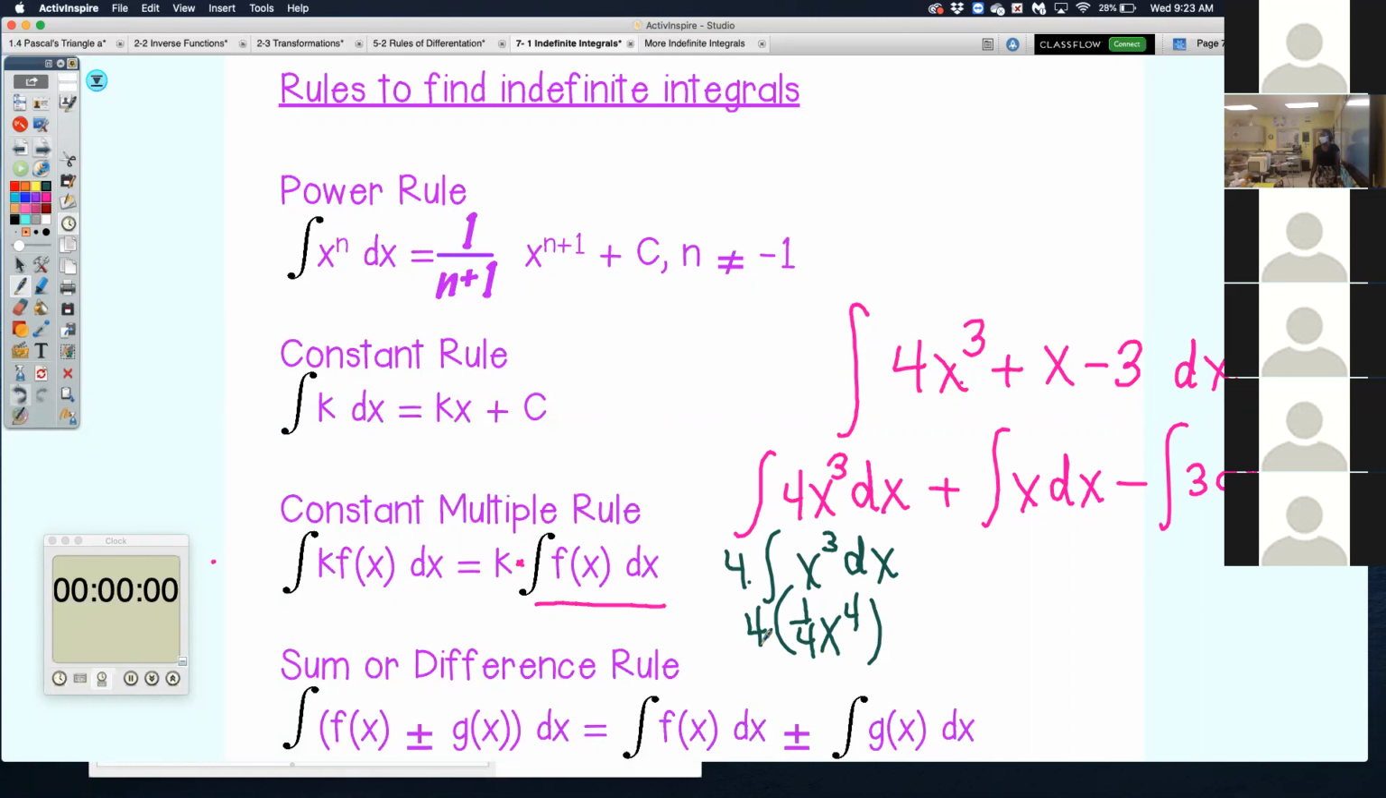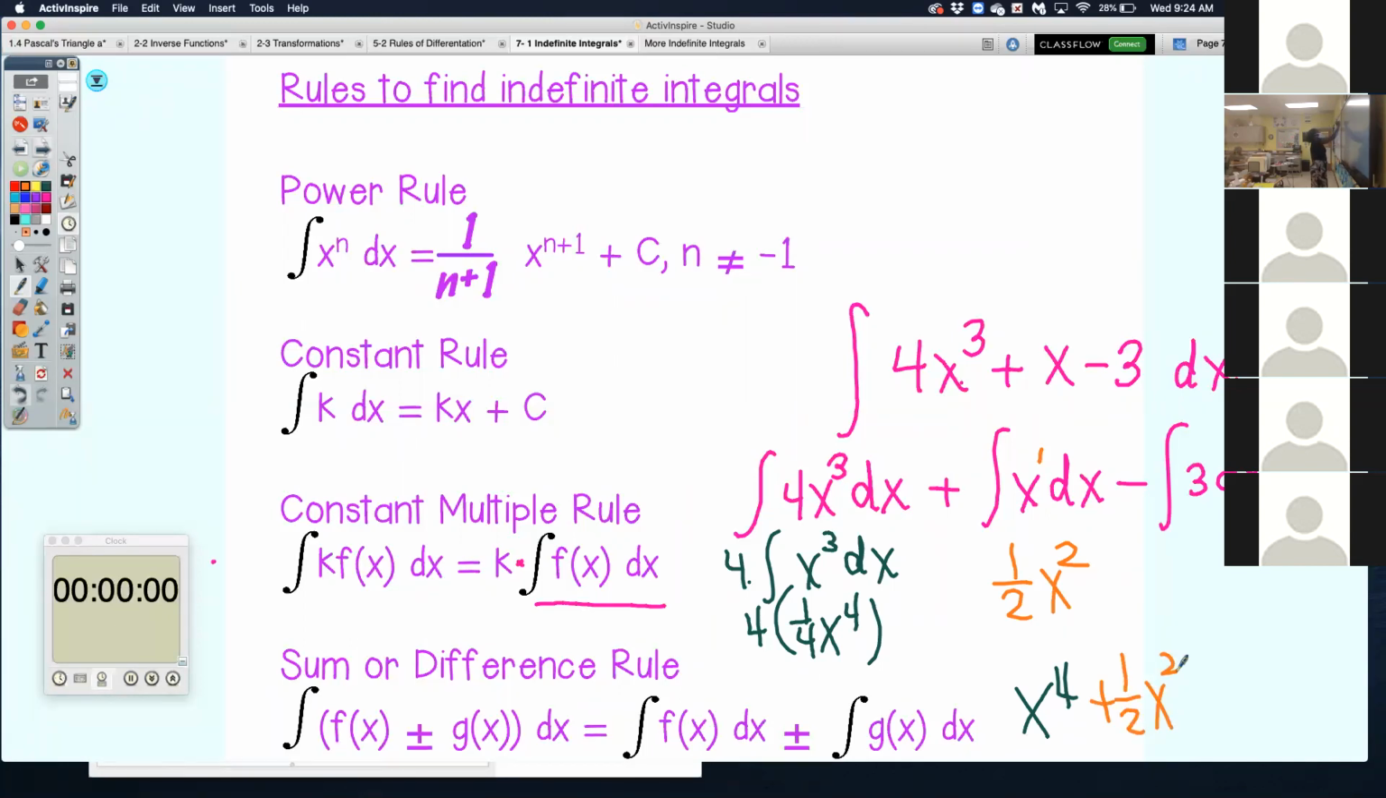What's 4 times 1/4? 1. So then we'll have x to the 4th. Over here, the integral of x dx, well, that applies our power rule because the exponent here is a 1. So then what's the antiderivative of x? One half x squared. So then that'll be the next piece of this.